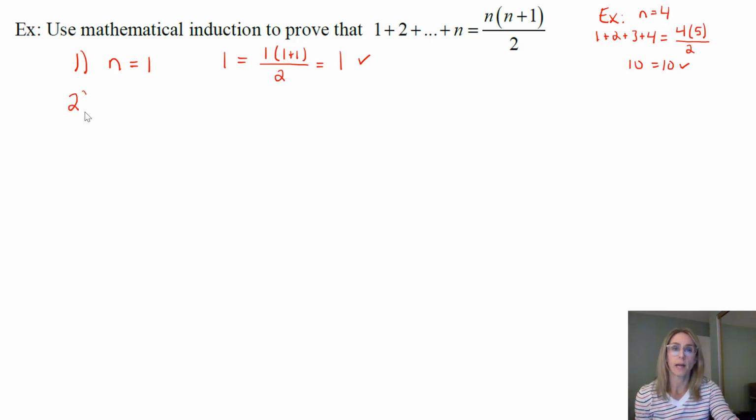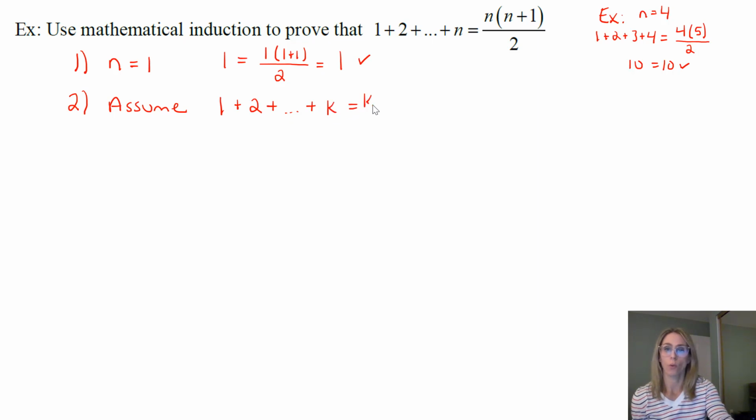The second step is to assume that this is true for some value, and we're going to call that value k. And all we're going to do is put in k instead of n. This is an arbitrary number, it's just k, it could be anything. But we're going to assume that this is true. So we're actually assuming the thing that we want to show is true.